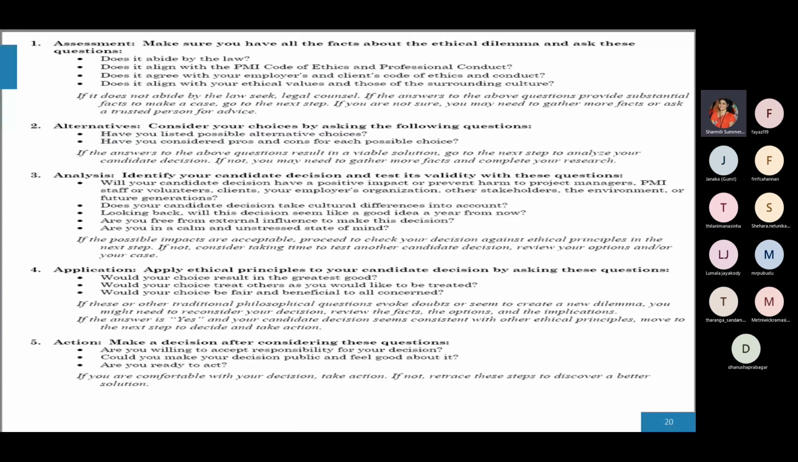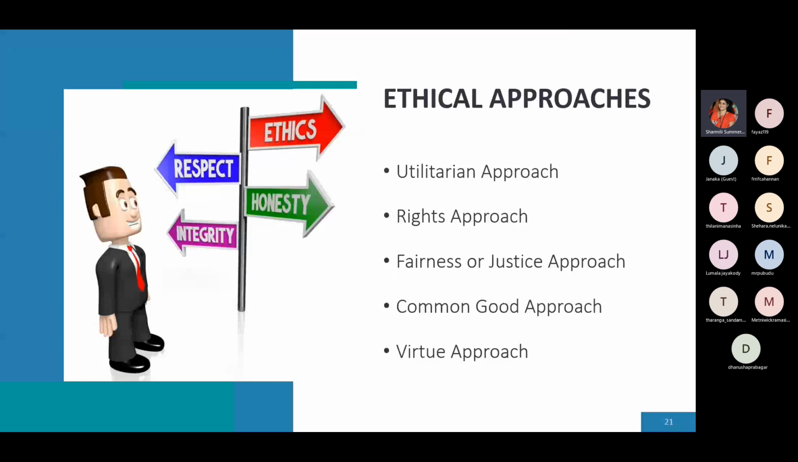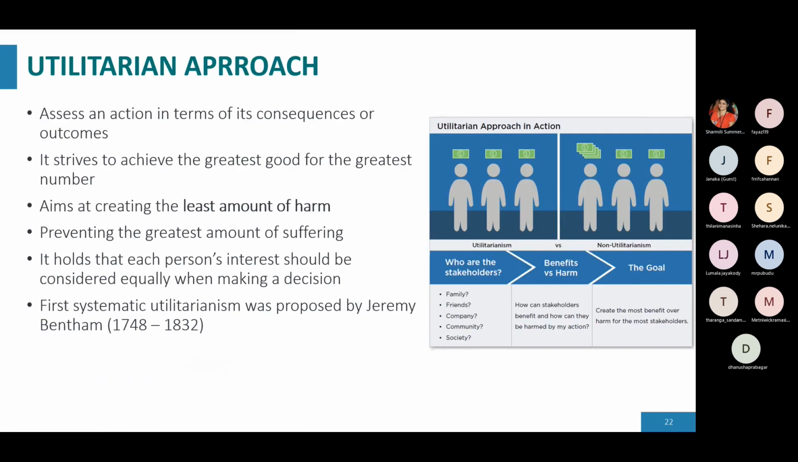We'll move on to these ethical approaches. There are mainly 5 ethical approaches. First is the utilitarian approach, then the rights or moral rights approach, the fairness or justice approach, the common good approach, and the virtue approach. We'll see them one by one. The first one is the utilitarian approach.